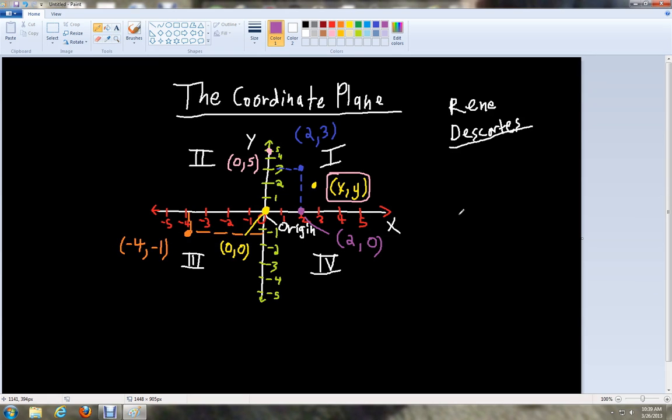So what we're going to do in the next video is learn how to plot some lines in the plane and see how that works. Just give an equation of a line and then plot some points and see what those look like.